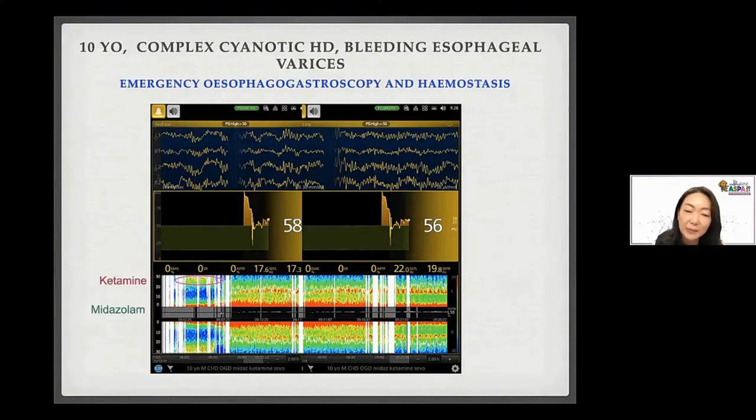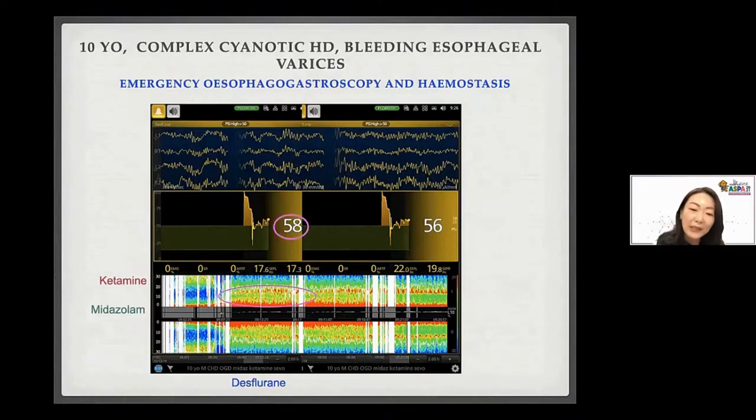We perform anesthetic induction with ketamine. Okay, and you can see the beta, the gamma oscillations up there. Okay, we then subsequently intubated him and then transitioned him to desflurane anesthesia. Okay, so you can see the slow delta and the alpha oscillations there.